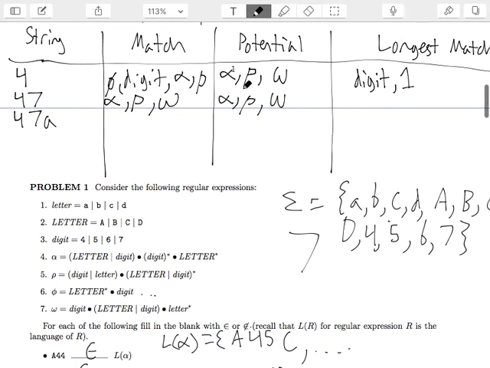So who's the longest match? Alpha 2. The first one in the list, the one higher up on this list, which is alpha. All right, 4-7-A. Does 4-7-A match alpha? No, doesn't match alpha. We can do potential. Does it have the potential to match alpha? No. Does rho match 4-7 little a? No. Omega? Yes. Digit, lowercase letter, yep. So omega matches, and it has the potential to match? Yes. So we do omega 3.